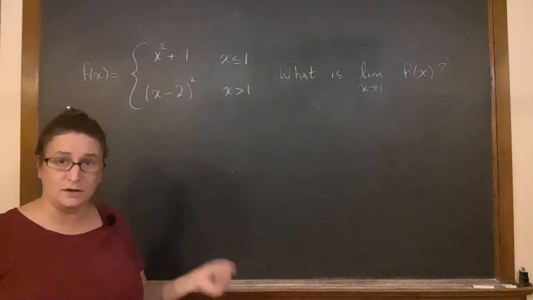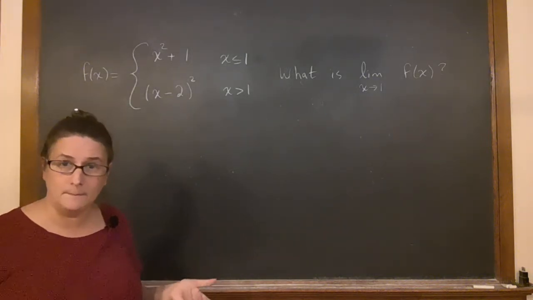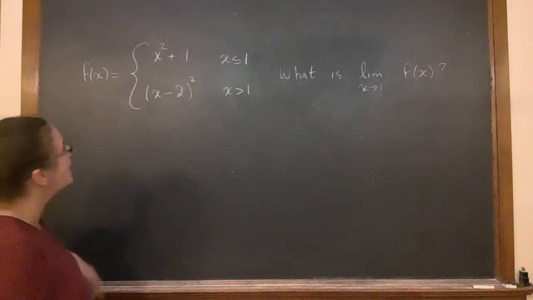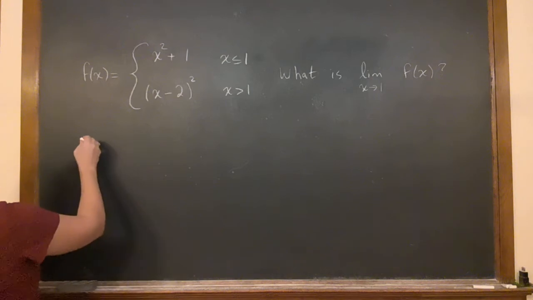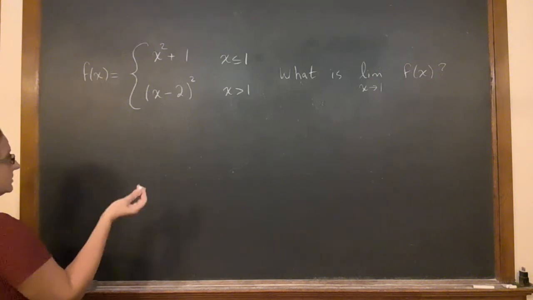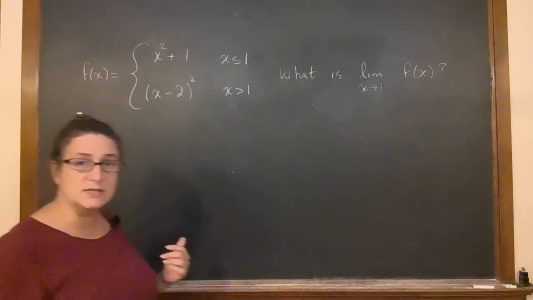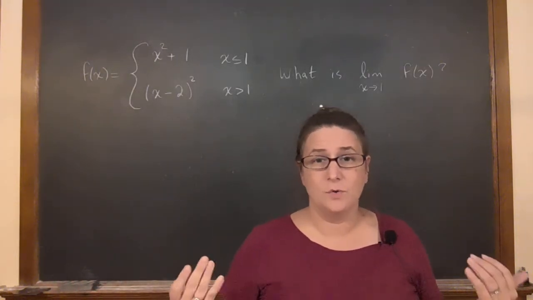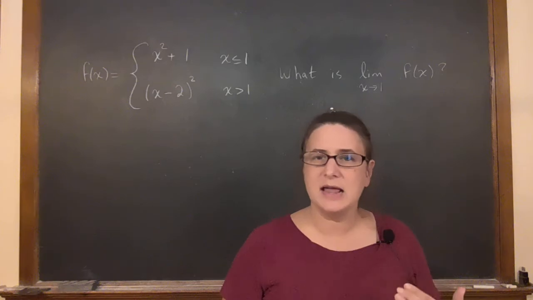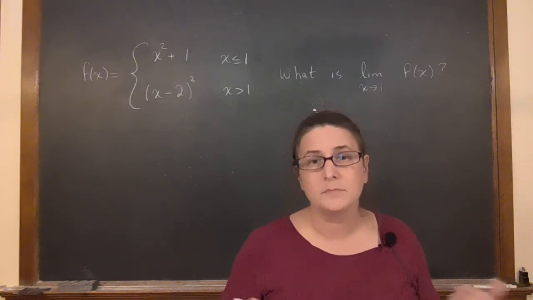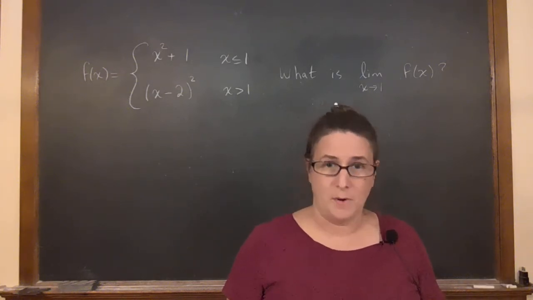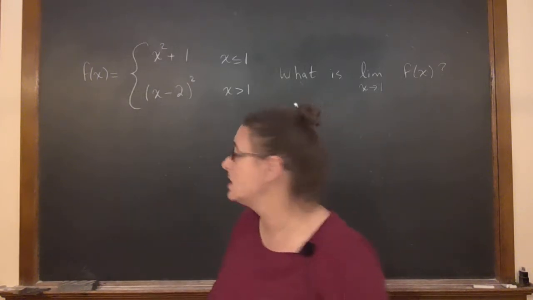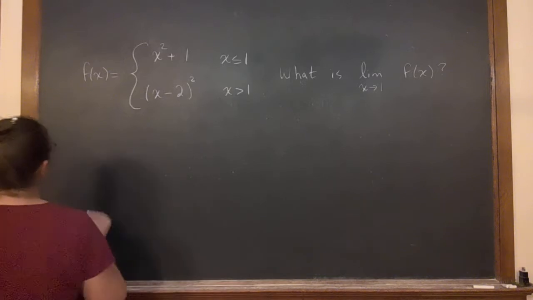I have to do it carefully. I got to break it up, okay? So let's see how this works. And what I'm going to do is I'm going to break it up, and I'm going to use those one-sided limits. And what we know, if you remember, is if the one-sided limits aren't the same, then the limit doesn't exist. If the both-sided limits are the same, then the limit does exist. So let's see what we're going to do with this one.